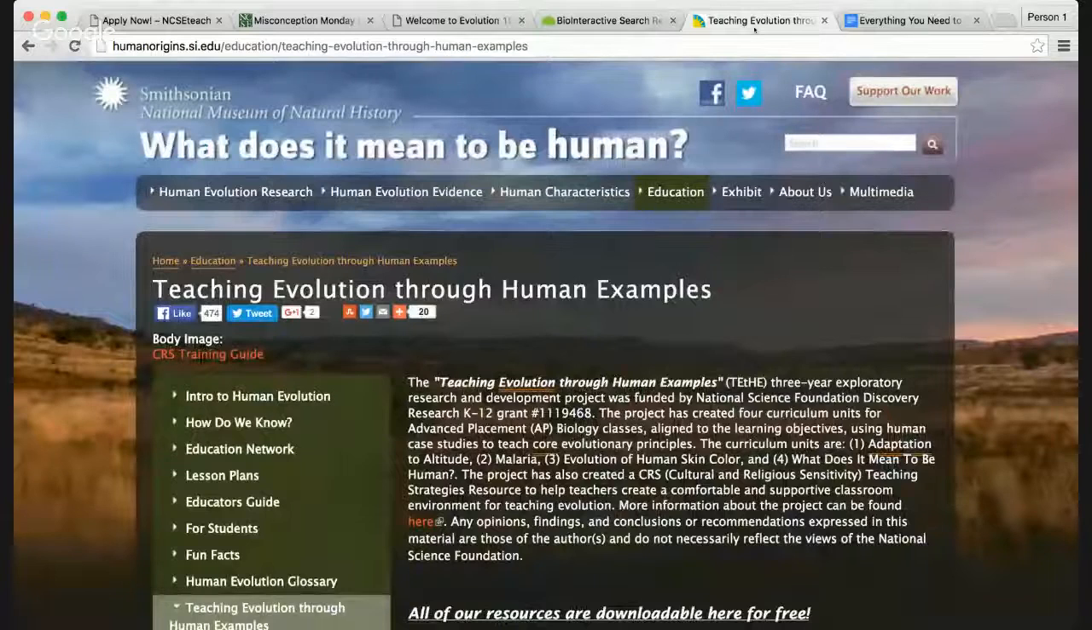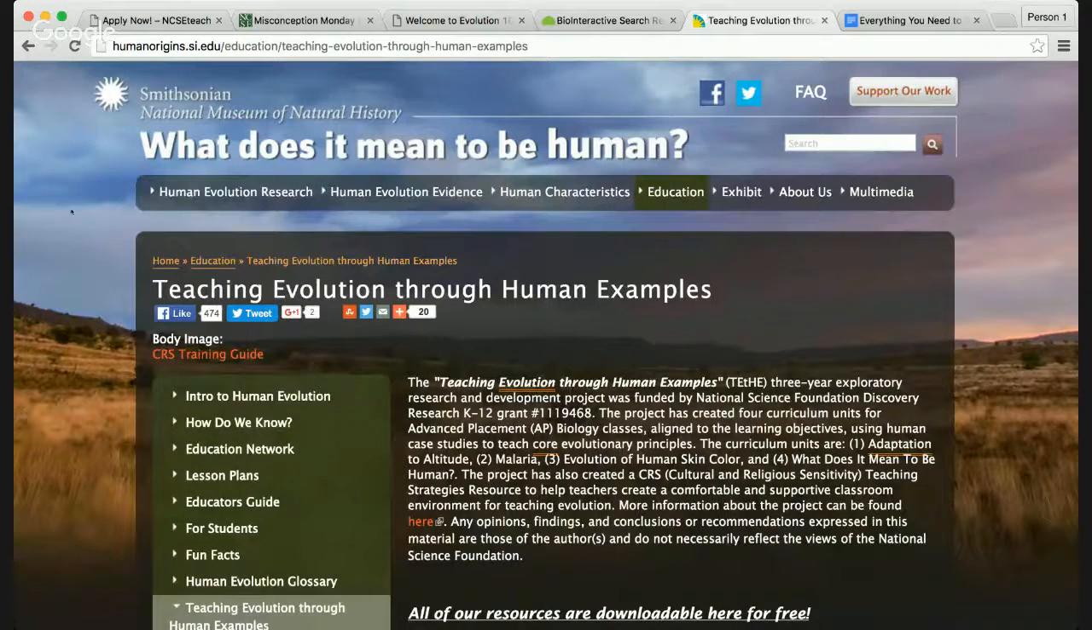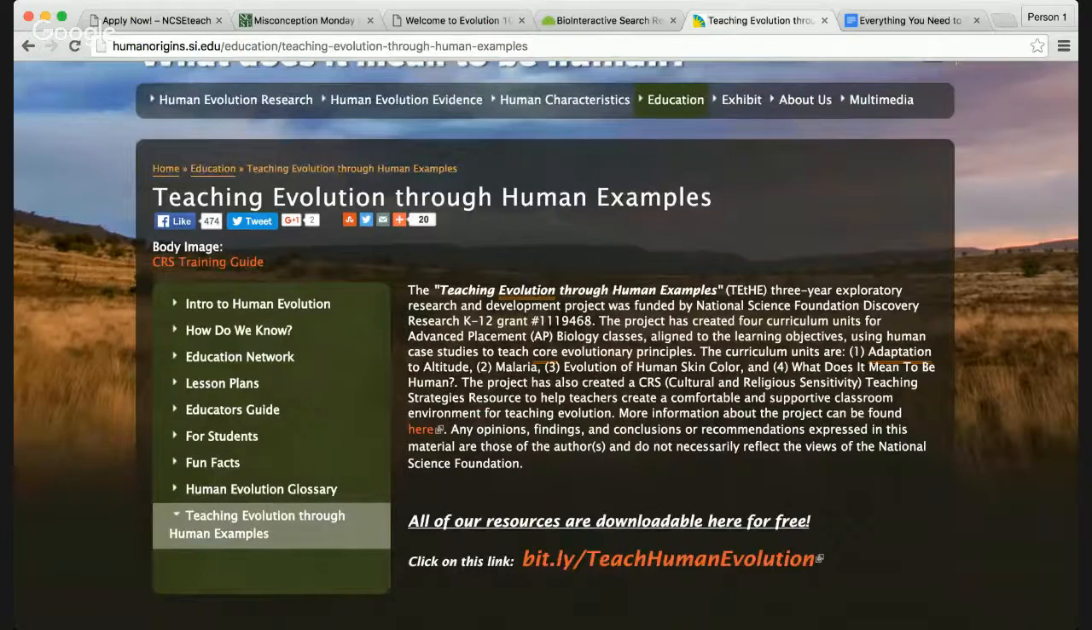And then this is a new one. This is from the Smithsonian. They just came out with a whole curriculum. It's an AP curriculum for now on how to teach evolution through human examples. As Ralph said, human evolution pretty much doesn't get taught in most places. It's almost always left out of the curriculum, which is a big shame.